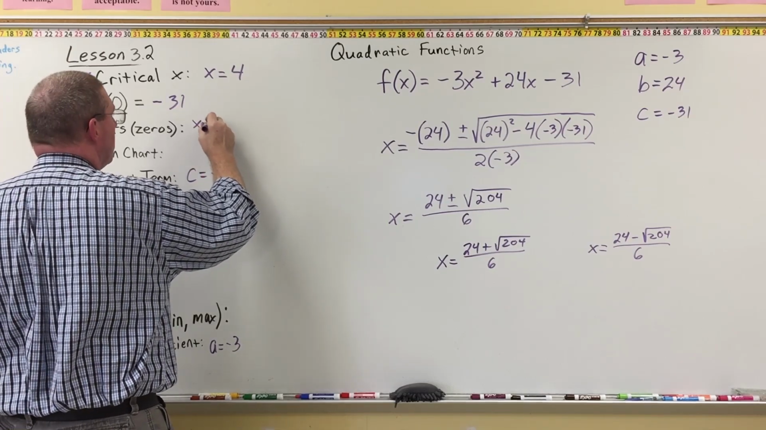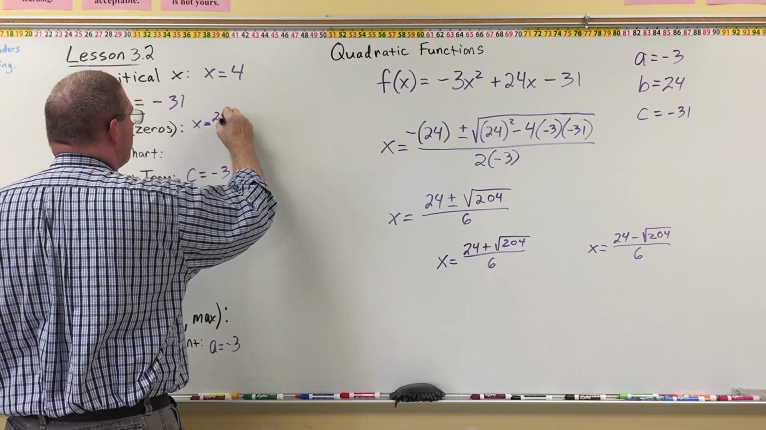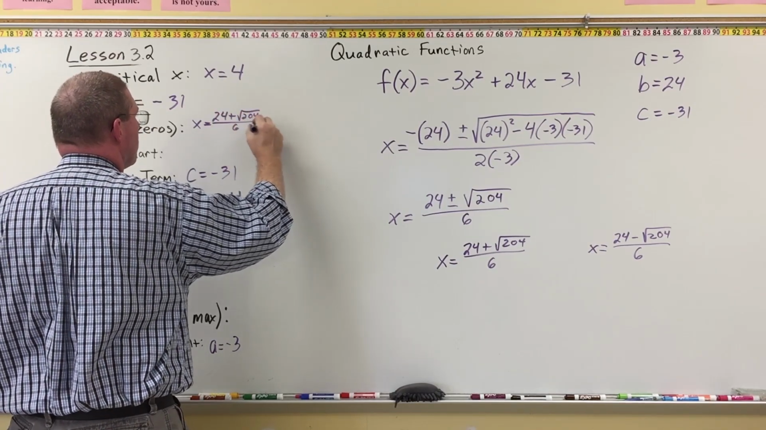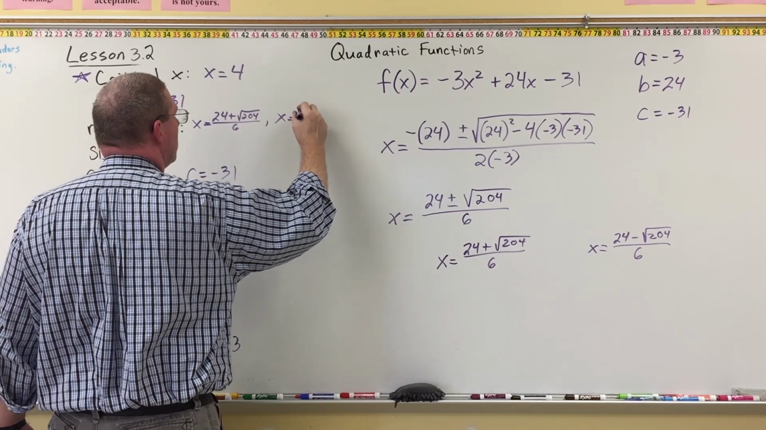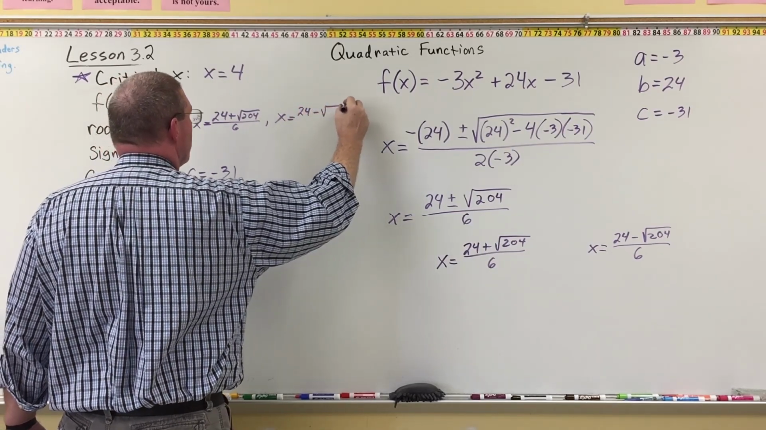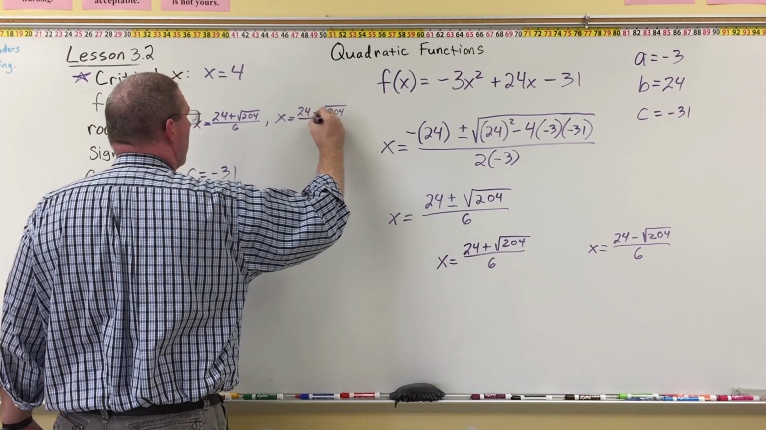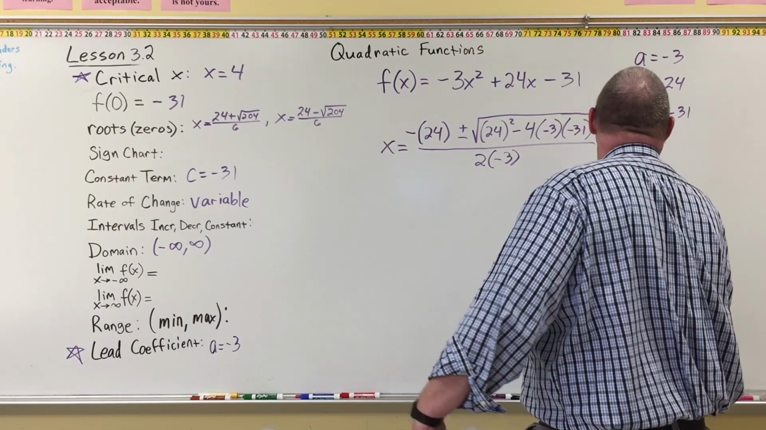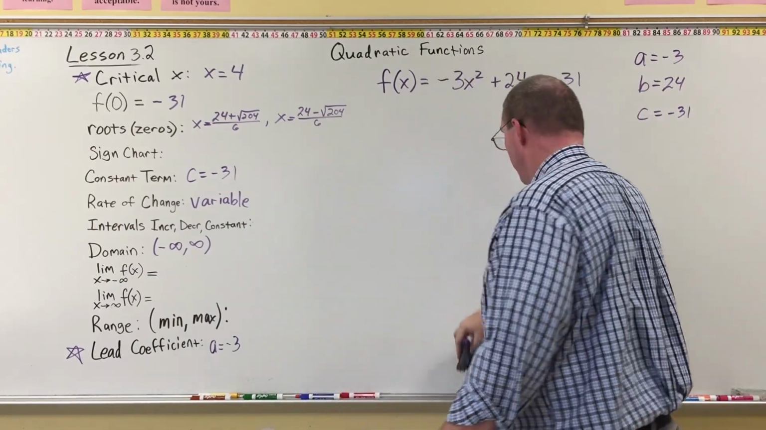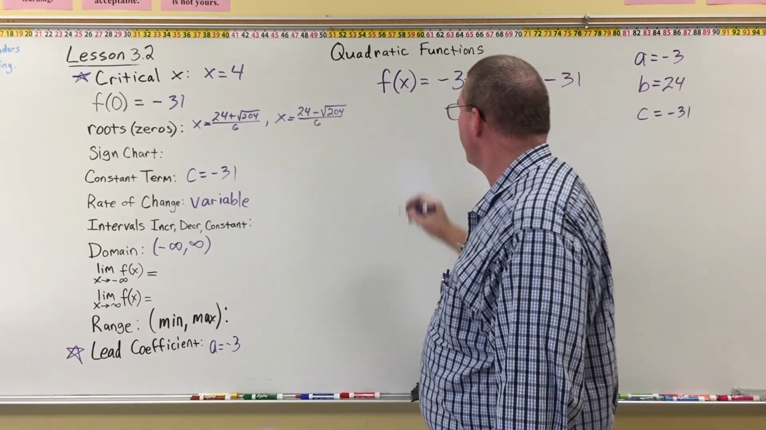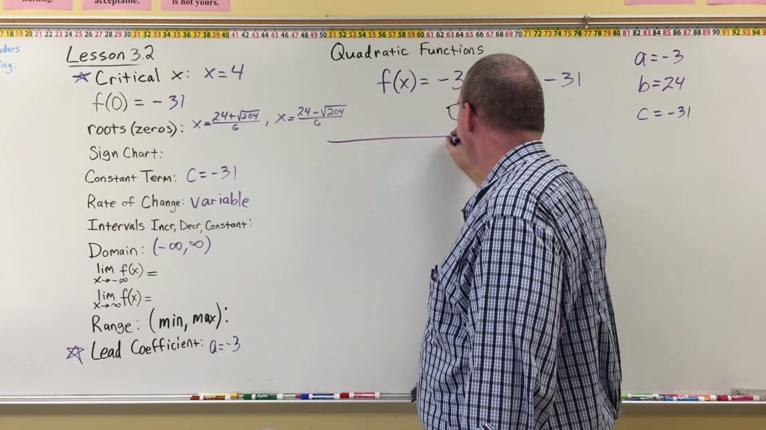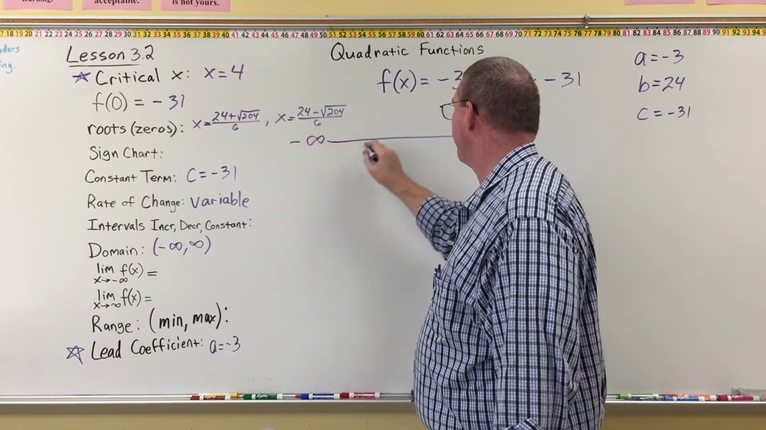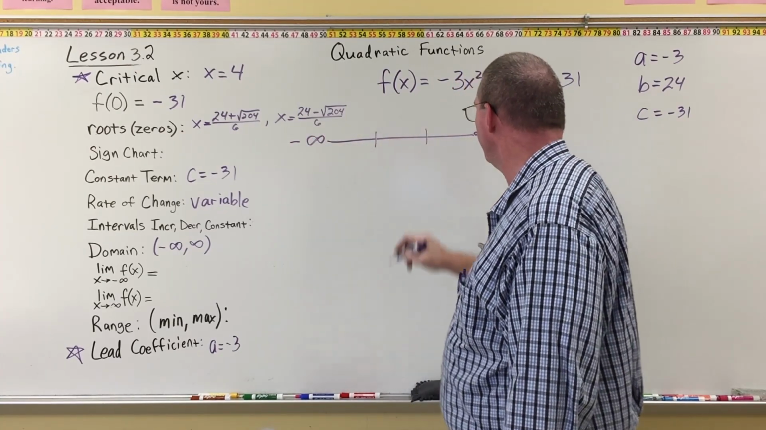x is equal to 24 plus the square root of 204 over 6, and x is equal to 24 minus the square root of 204 over 6, okay? All right, so we've got our roots of this function. Now let's go ahead and identify our sign chart. So we know in our sign chart we're going to have infinity on the right, negative infinity on the left. We've got 2 zeros, so we're going to put 2 hash marks.